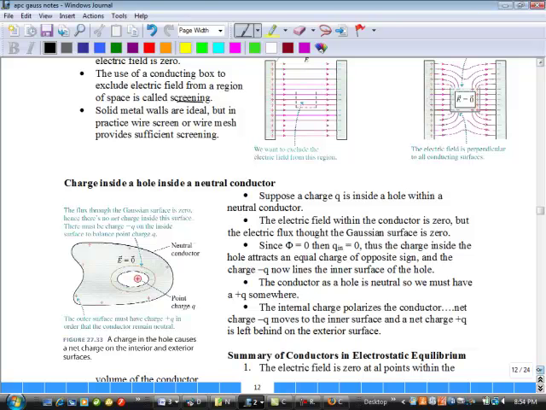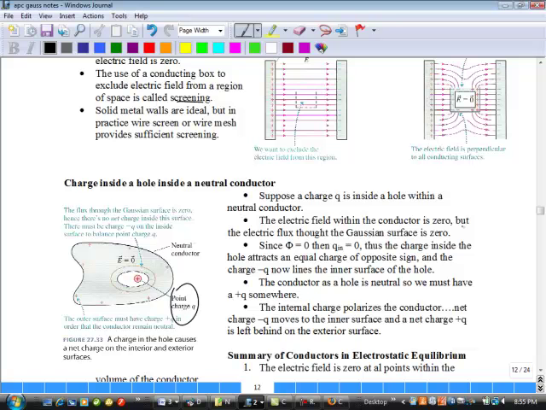Charges inside a hole within a neutral conductor. So now we're going to have a conductor with a hole in it, but now we're going to put a point charge in there that has a positive charge. What's going to happen? The electric field inside the conductor is 0, but the electric flux through the Gaussian surface is also 0.